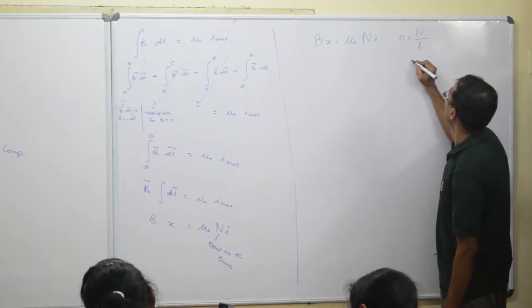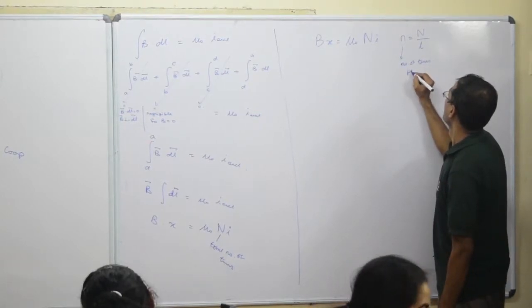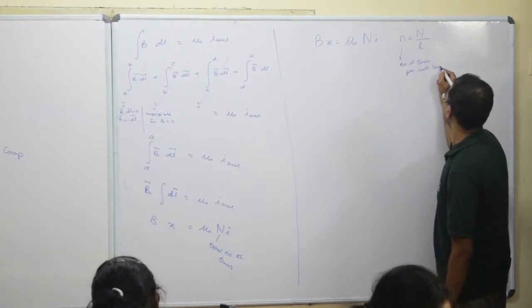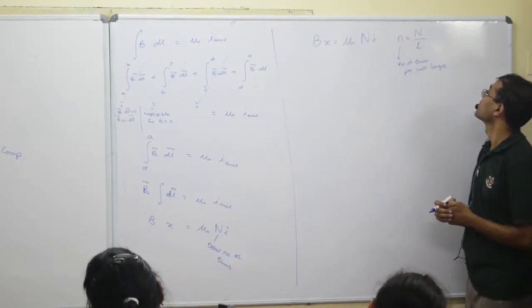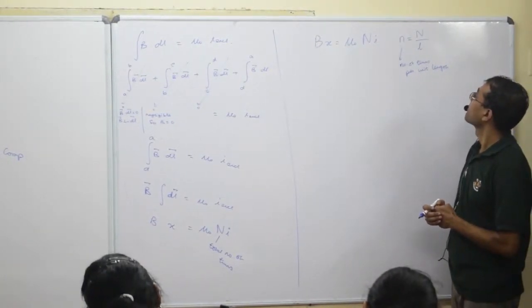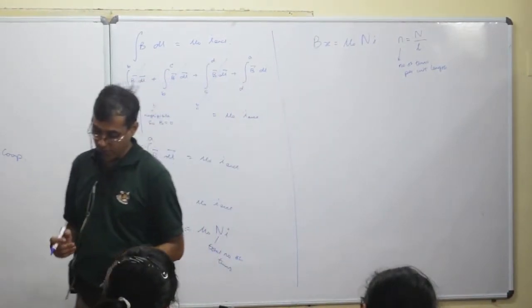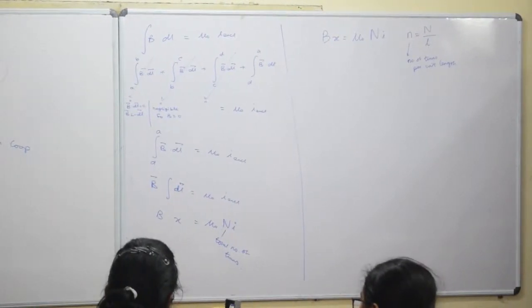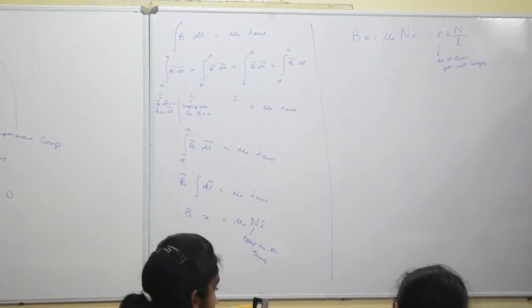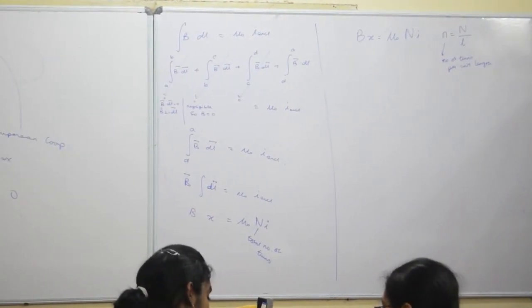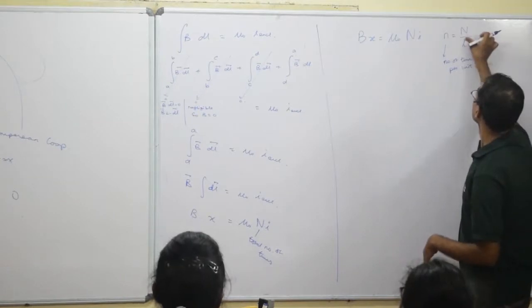So I can say this is nothing but number of turns per unit length. There we said number of electrons per unit volume. Here we are saying number of turns per unit length. Let me check if I should use L or X. Okay, so I have used X here because that length which I am taking is only X.